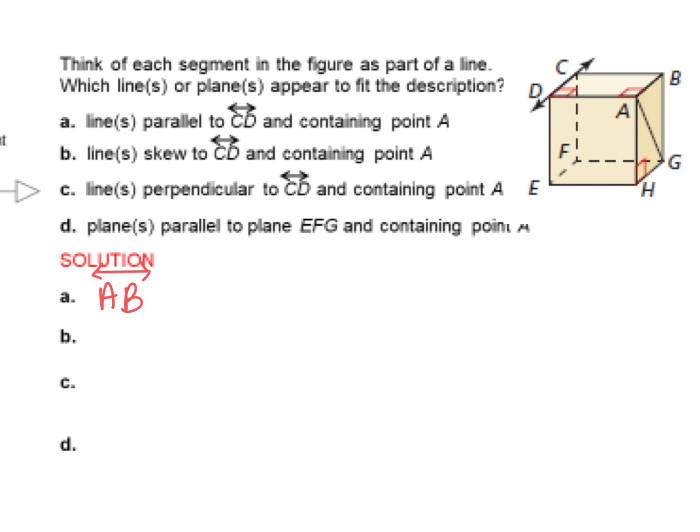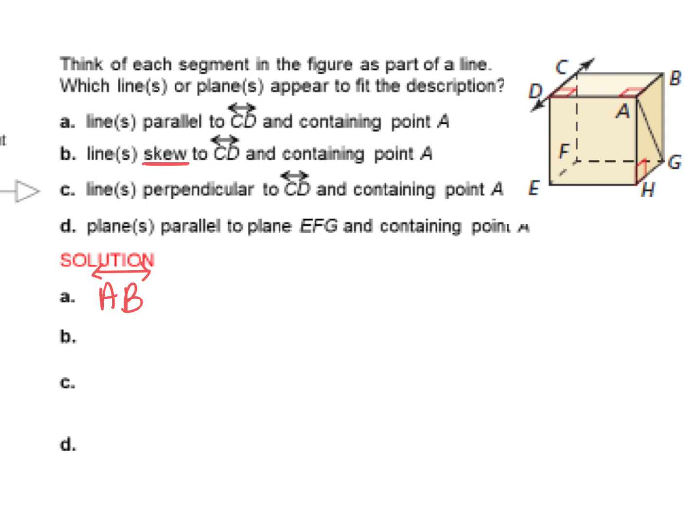All right, looking at B, this is when we're using that word skew. Lines skew to CD and containing point A. Who could tell me what those line or lines would be? There's actually two for this one. Not DA, because that's intersecting. Remember, skew does not intersect. So it cannot be on the same plane.